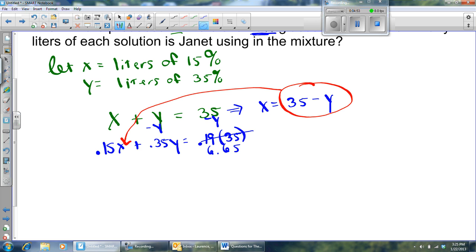So my new equation becomes 0.15 times the quantity of 35 minus y, oop, made a silly mistake there, minus y, plus 0.35y, and that'll equal 6.65, or 6 and 65 hundredths.